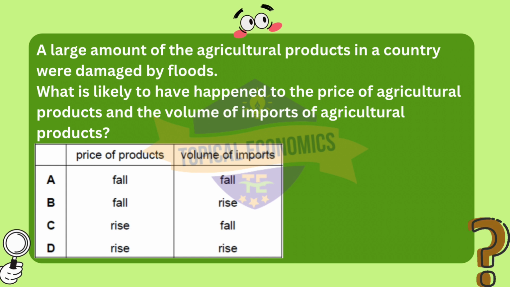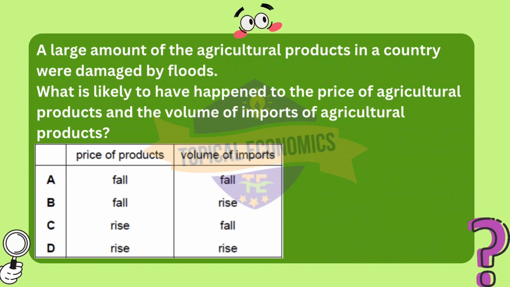When a large amount of agricultural products in a country are damaged by floods, the supply of these products decreases significantly. As a result, the market experiences a reduction in available goods, which creates a scarcity of agricultural products. According to basic economic principles, when the supply of a good falls and demand remains the same or increases, the price of the product tends to rise. Consumers will compete for the limited supply, driving prices up.